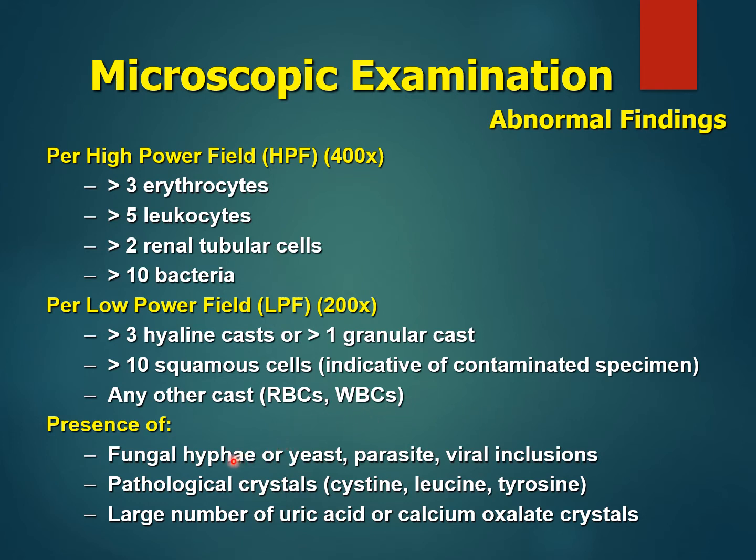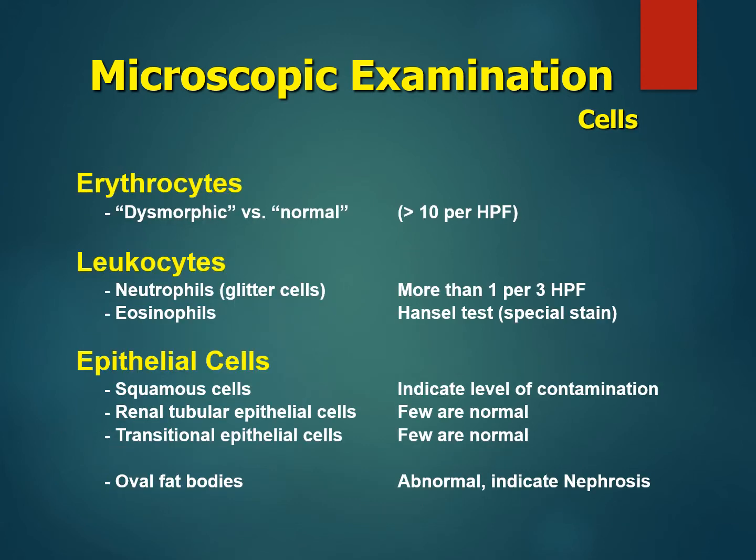Presence of fungal hyphae, we are to look for that. Fungal hyphae have a specific character, and parasites or viral inclusions will be seen microscopically. Pathological crystals like cystine, leucine, tyrosine, uric acid or calcium oxalate. Those are crystals. If we are talking about stones, you are looking for crystals, as we mentioned.